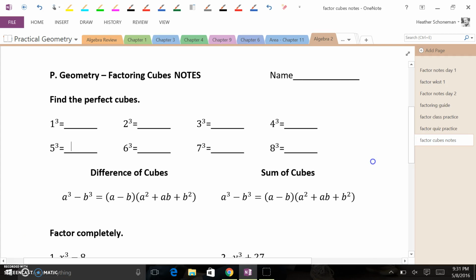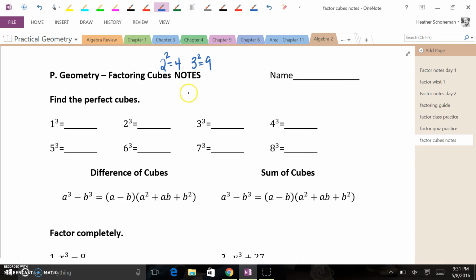Today we're going to learn a new pattern. We're going to factor cubes. You did not learn this in Algebra 1, so this is completely new. We've done a lot with squares, like 2 squared was 4, and 3 squared was 9, but now we're working with cubes. And it's important that we recognize these perfect cubes, just like we recognize a perfect square. So we're going to write them all out to begin with.